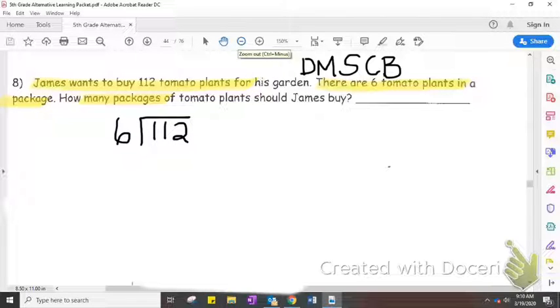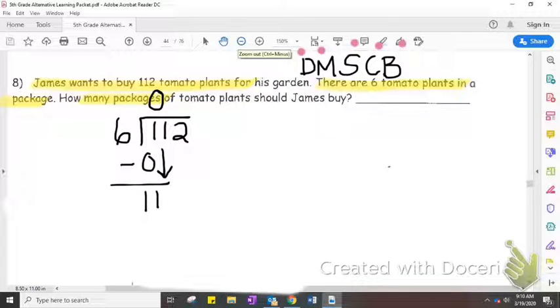Okay, so step 1 is divide. Now look at the 1 right here. This represents 100. 1 divided by 6, can't do that. So I'll put a 0 up here. Okay, next, multiply. 0 times 6, 0. Next, subtract. 1 minus 0, that's really 100 minus 0. It's 1. Check. 1 is less than the divisor, so we're good. Bring down.